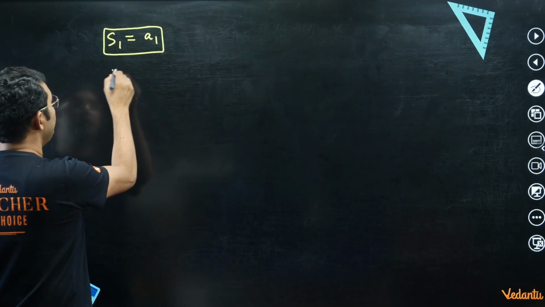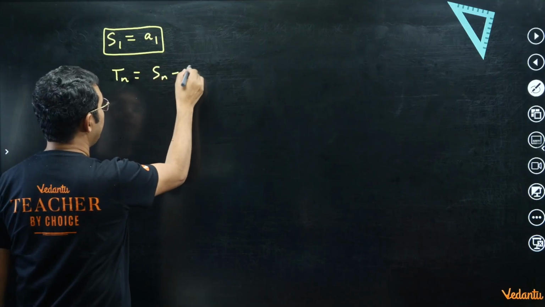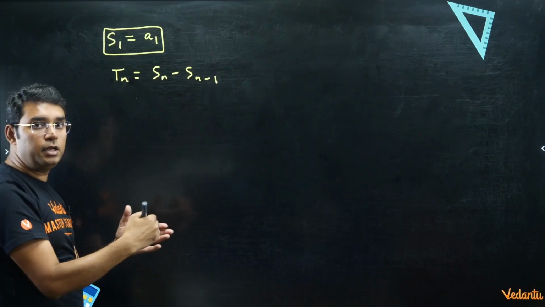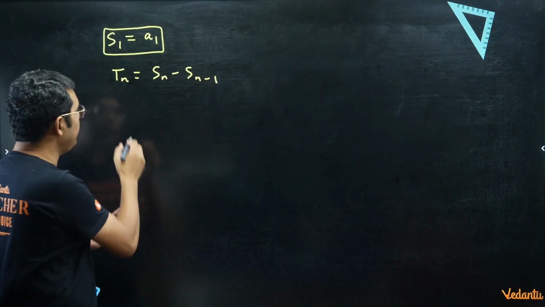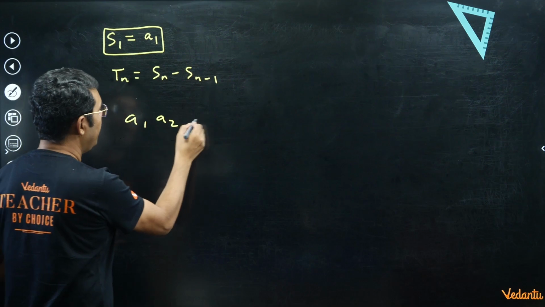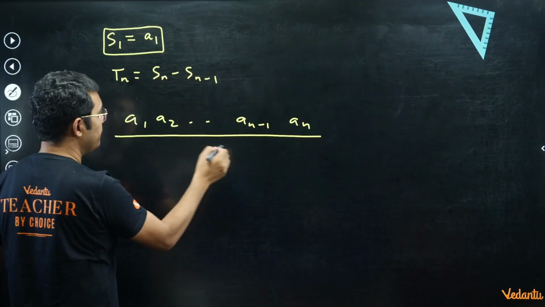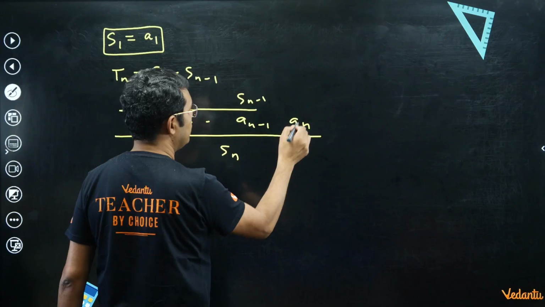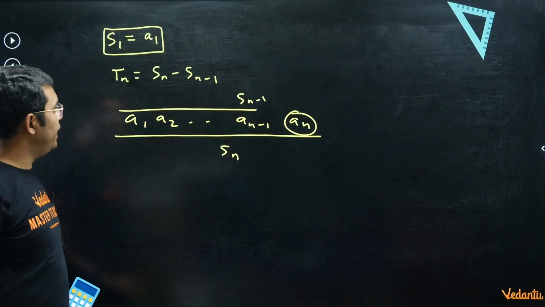And also if you are looking for the nth term, it will be Sn minus Sn minus 1. How? Because sum of n terms minus sum of n minus 1 terms will always give you the nth term. You can write A1, A2 and so on, A n minus 1 and An. So this is Sn, and if you take sum of these terms, it is Sn minus 1. So An or Tn you will get if you take the difference of Sn with Sn minus 1.